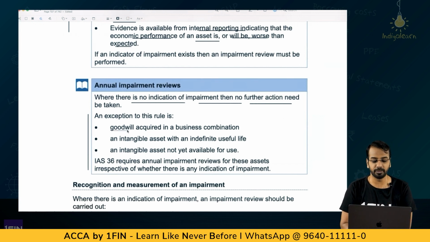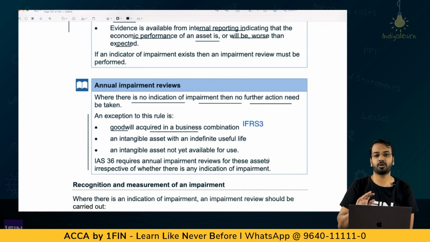First one is goodwill acquired in a business combination. This is covered by IFRS 3. Goodwill acquired in a business combination covered by IFRS 3, okay, that is the first thing. Let me change the color of the text. So, if there is goodwill acquired in a business combination, whether there are indications of impairment or not, at least once every year you will have to do a test for impairment.